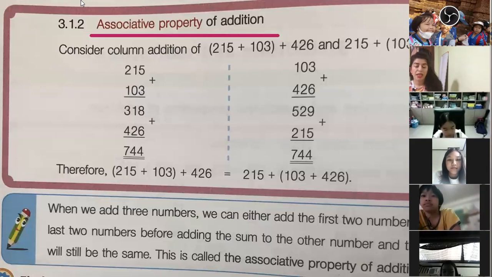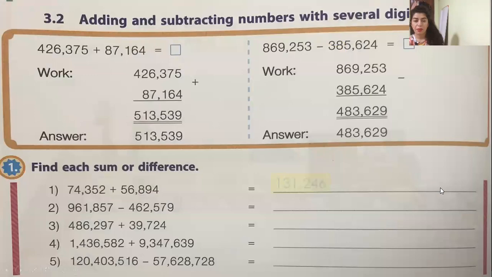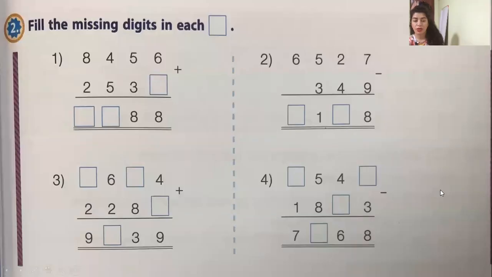Associative property. Now, yesterday if you remember, we have something that you should answer today. Okay? Are you ready? Because I want you to answer me. Did you study? Did you write them in the book? This page, did you write it?